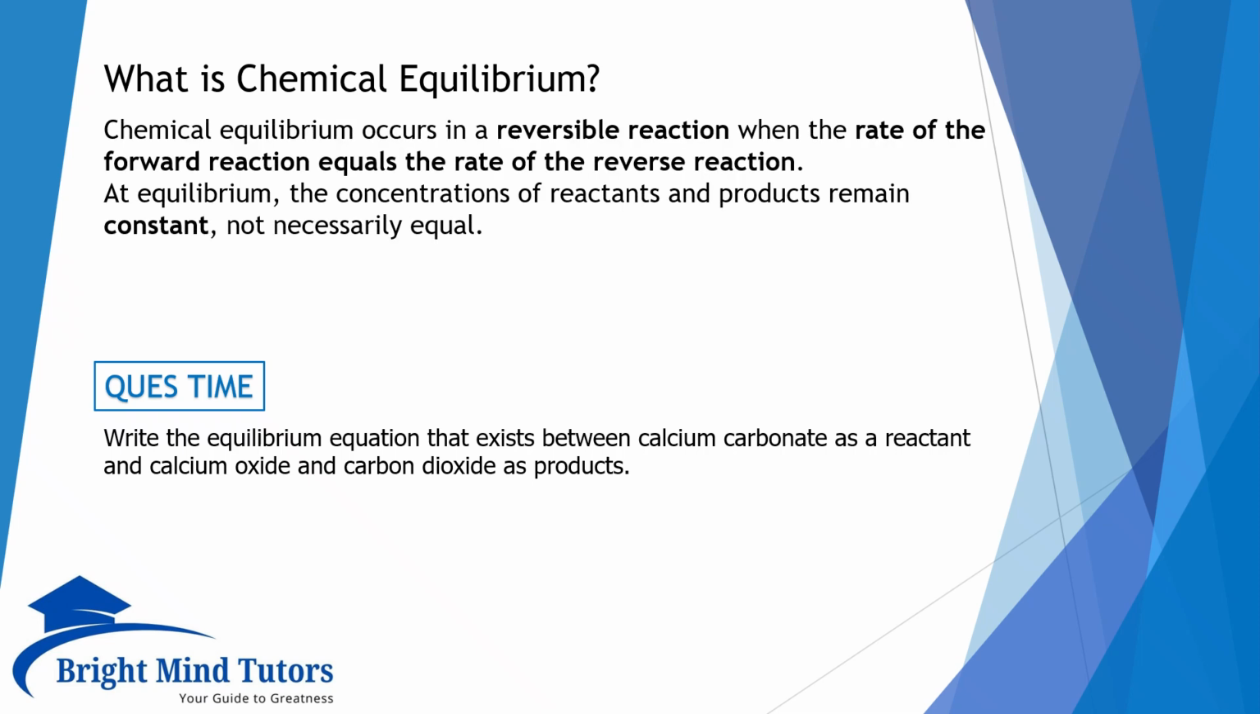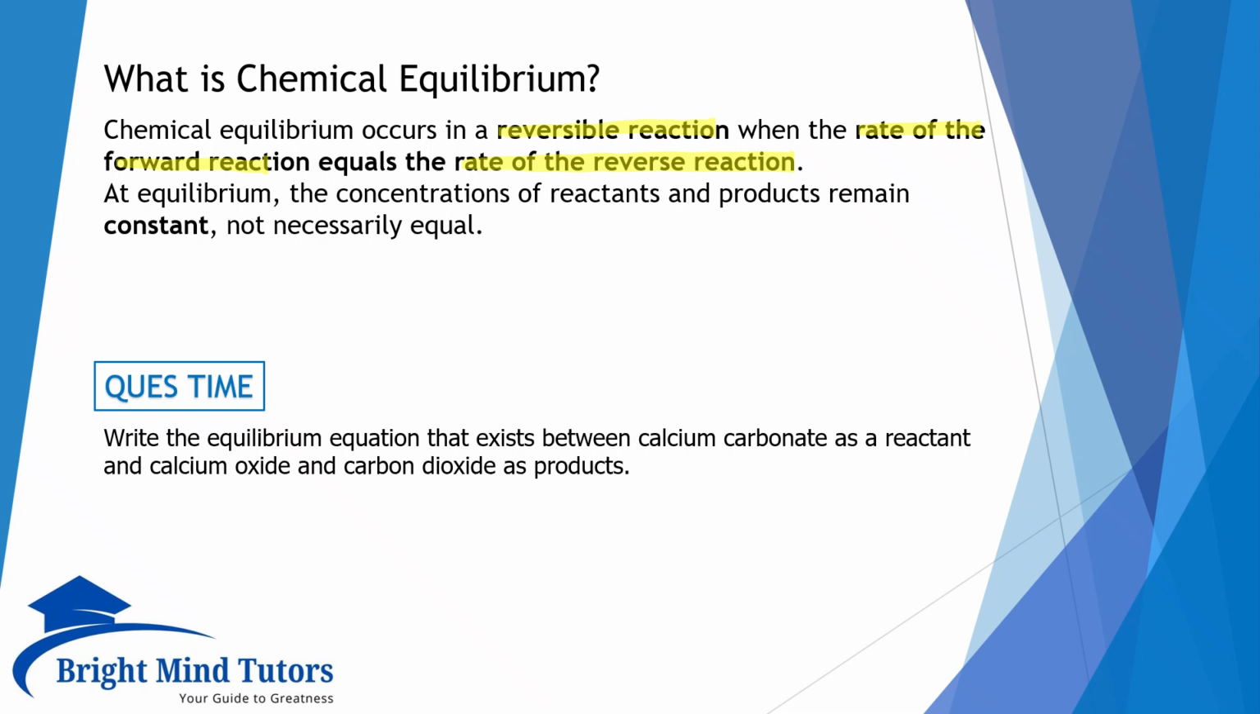Now comes the question of what chemical equilibrium is. It's a simple definition which says, first of all, the keyword is that it always occurs in a reversible reaction when the rate of the forward reaction is equal to the rate of the reverse or backward reaction. Now, what does this mean? It's quite a fancy definition, and you have to learn it as it is, because it is fitted with some really nice keywords that are going to enhance your marks.